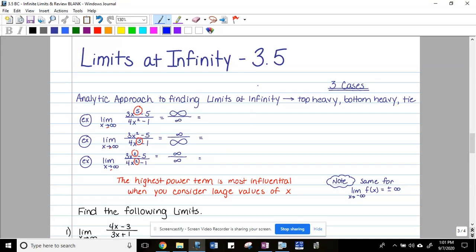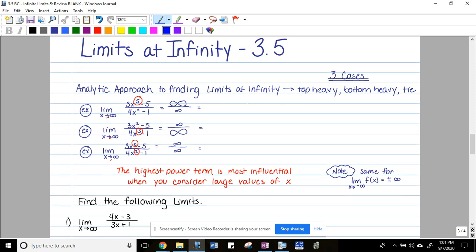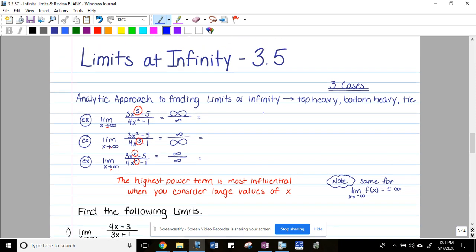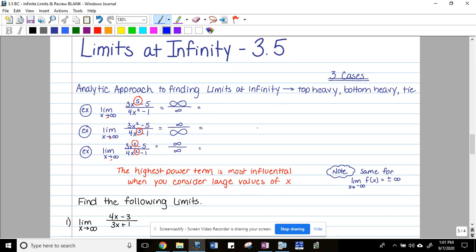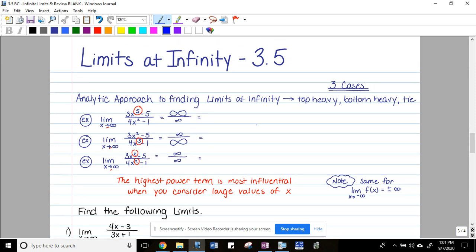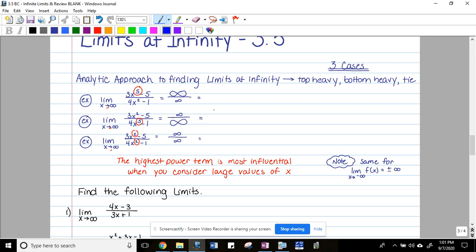So now we're going to hop over to chapter 3, section 5, because it applies to what we're doing. We're looking at limits at infinity. These are different than infinite limits. With infinite limits, we're saying a limit approaches infinity, but here we're asking, what if the x value is approaching infinity or negative infinity?